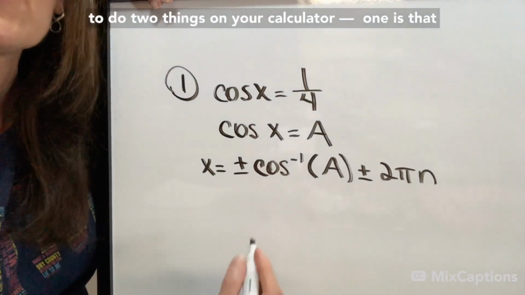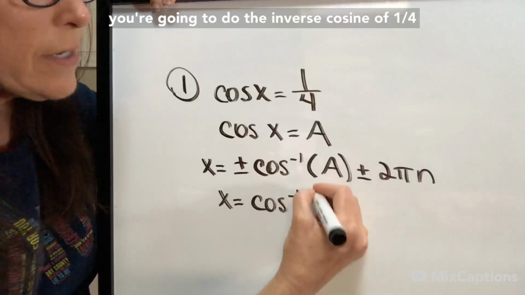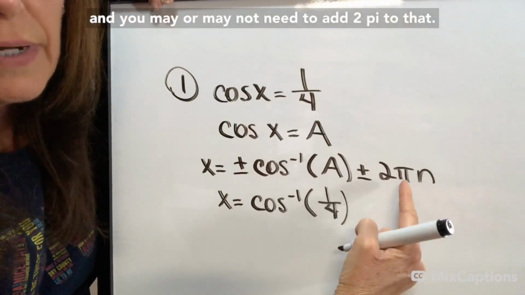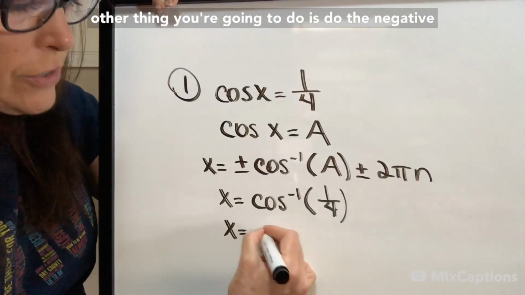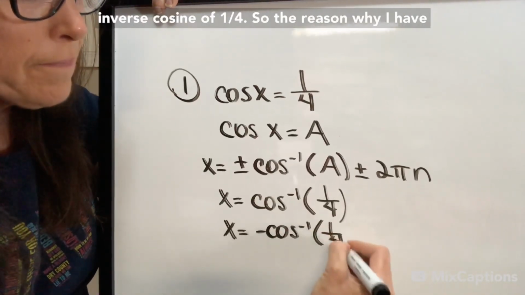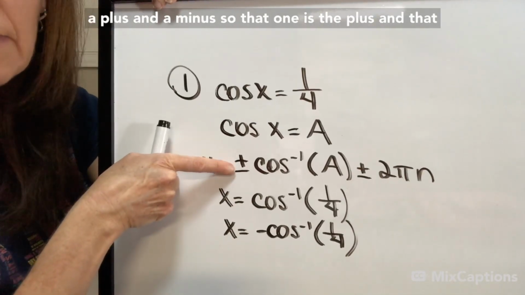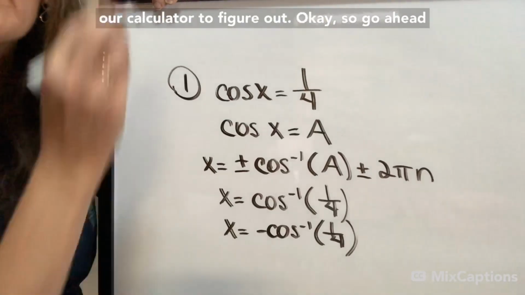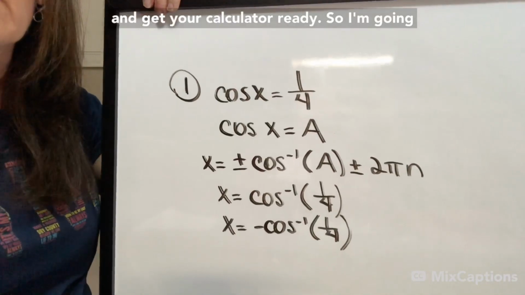So you're going to need to do 2 things on your calculator. One is that you're going to do the inverse cosine of 1/4, and you may or may not need to add 2 pi to that. Just hold off on that for now. And then the other thing you're going to do is do the negative inverse cosine of 1/4. The reason why I have both of these is because in the formula there's a plus and a minus. That one is the plus and that one's the minus. So this is what we're going to need our calculator to figure out. Okay, so go ahead and get your calculator ready.